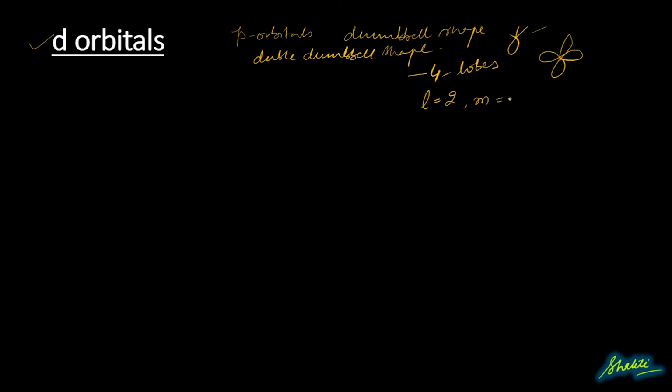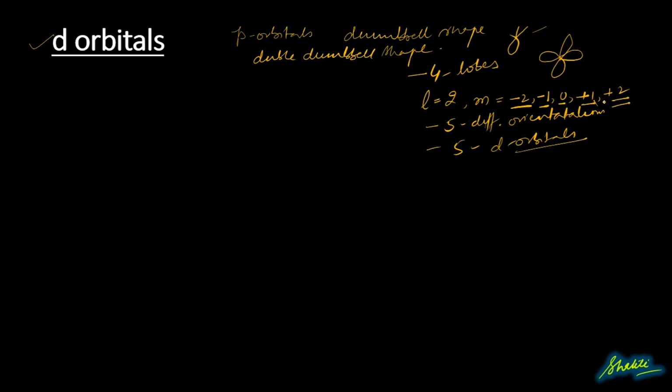-2, -1, 0, +1 and +2. That is, d orbitals have 5 different orientations, and there are 5 d orbitals with different orientations like -2, -1, 0, +1 and +2.